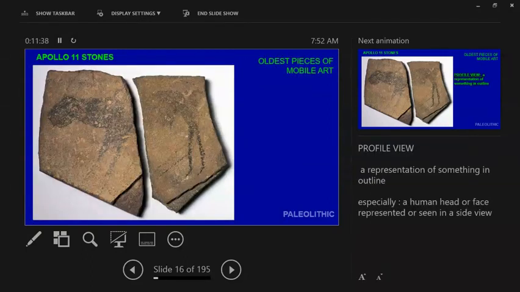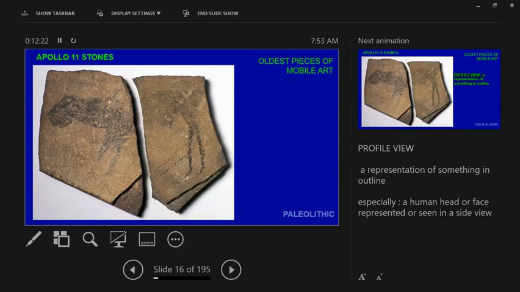All right, so if we get a closer look at this one right here, these are the oldest pieces of mobile art. And mobile art means you can carry it with you. Most of the art from this era is not mobile. Things that you can carry with you get broken over time, they get lost over time. Having a mobile work of art that is this old is very rare.